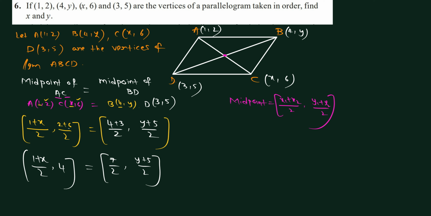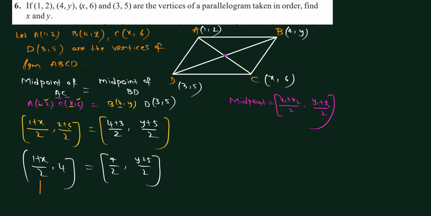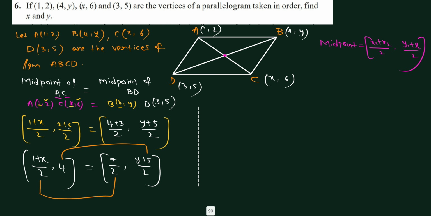So now just equate the x coordinates and y coordinates. What is the x coordinate here? The x coordinates are (1 plus x) by 2, which you equate with 7 by 2. And the y coordinates: (2 plus 6) by 2 is 4, which you equate with (y plus 5) by 2. So write down: equating x and y coordinates.